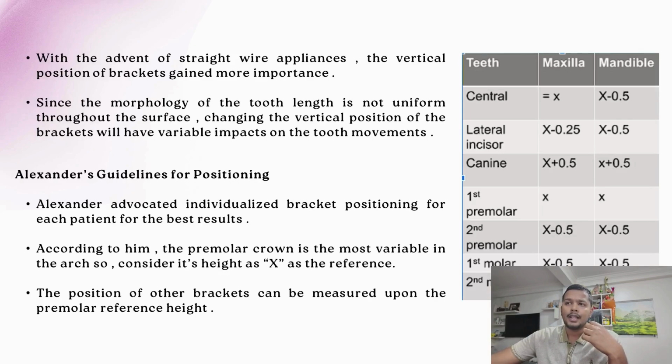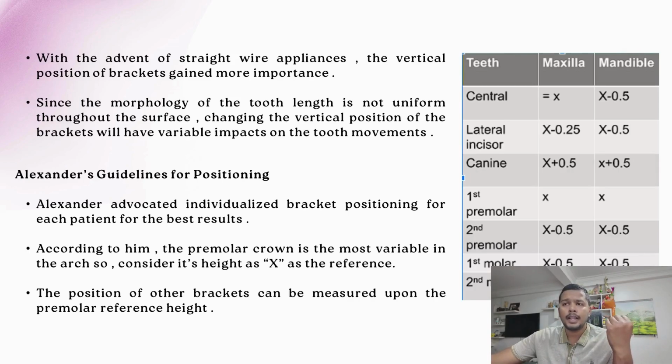Mostly in my orthodontic training, we had to learn about the Alexander discipline and Alexander guidelines, MBT guidelines, Roth guidelines, and in later stages we had to learn about the Damon system and its bracket positioning. I will try to put most of those guidelines in this short presentation. If you have any extra questions, you can ask in the comment section and I'll answer them.